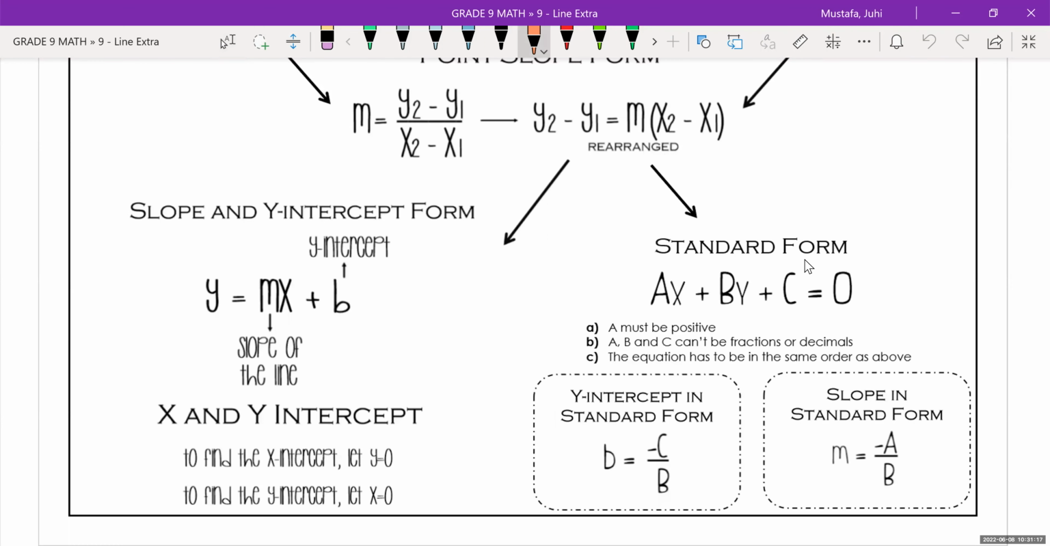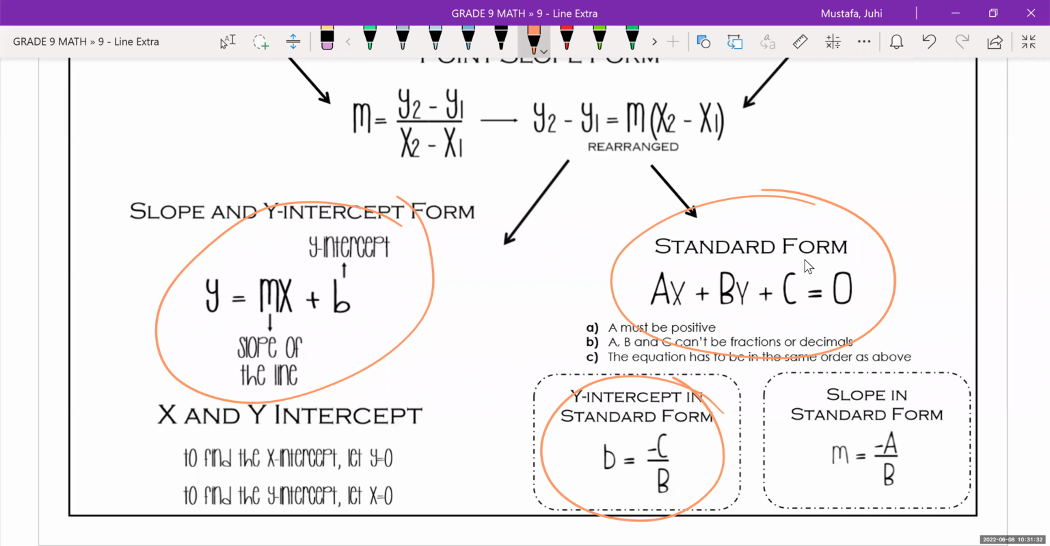So first of all, this is slope-intercept form, y is equal to mx plus b. This is standard form, and it has 3 rules. A can't be negative. It has to be in the order that you see it. And there are no fractions or decimals in the equation. Also, to find the y-intercept, this is the formula. To find the slope in standard form, that's the formula.